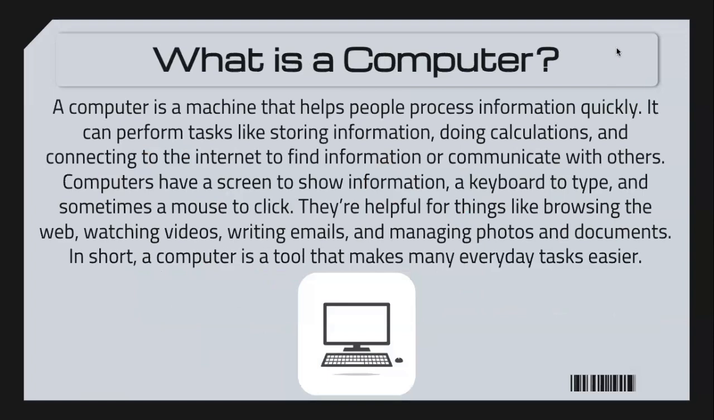So firstly, what is a computer? A computer is a machine that helps people process information quickly. It can perform tasks like storing information, doing calculations, and connecting to the internet to find information or communicate with others. Computers have a screen, like here, to show information, a keyboard to type, and sometimes a mouse to click. They're helpful for things like browsing the web, watching videos, writing emails, and managing photos and documents. In short, a computer is a tool that makes many everyday tasks easier.